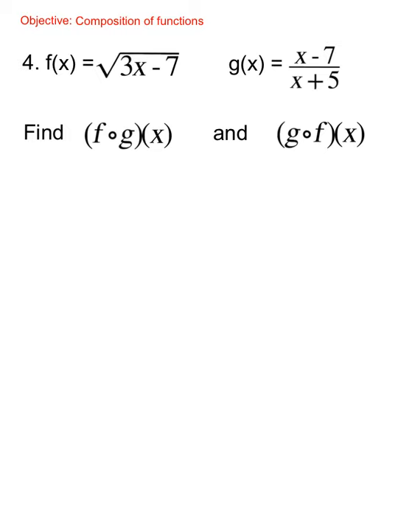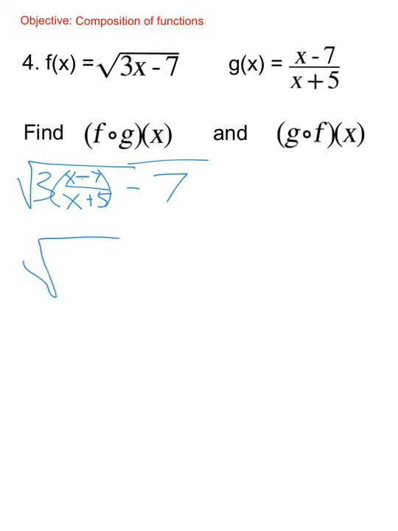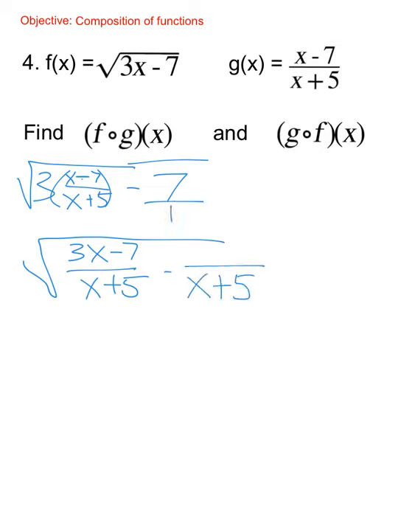All right, so we have f, which is the square root of 3x minus 7, and in that is x minus 7 over x plus 5. So this is gross. All right, I'm going to try to write this a little nicer. So 3x minus 7 over x plus 5. I'm going to try to turn this into a common denominator. So x plus 5, x.